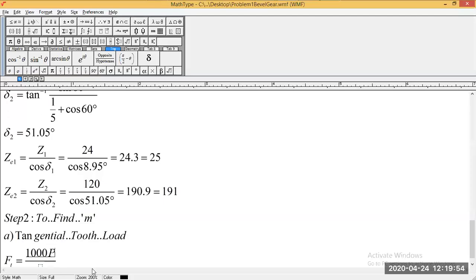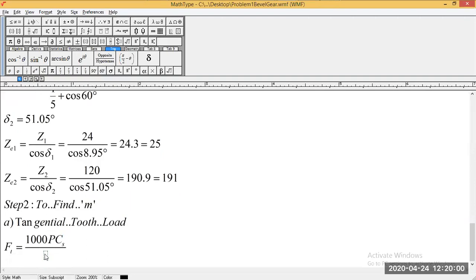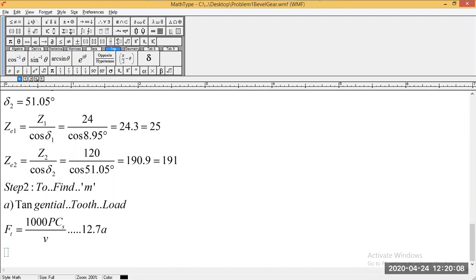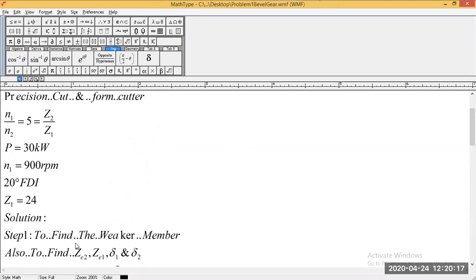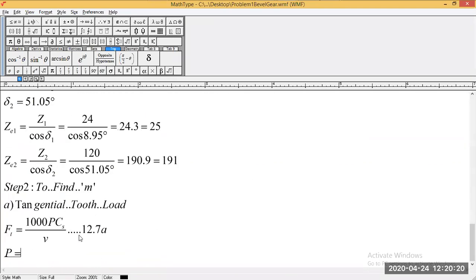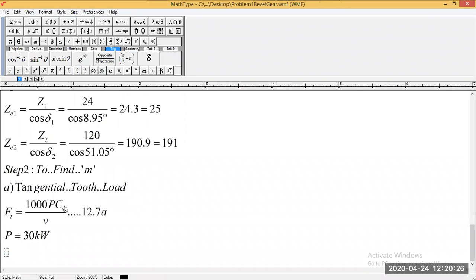Cs over V. So this is the generalized form of equation 12.7a, available in the data handbook. Right, so we'll note down what is given. P is given in the question, 30 kilowatts. Then Cs is the service factor. So service factor depends on the number of hours of usage.